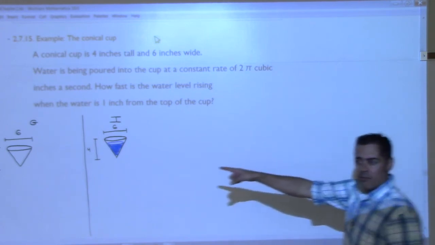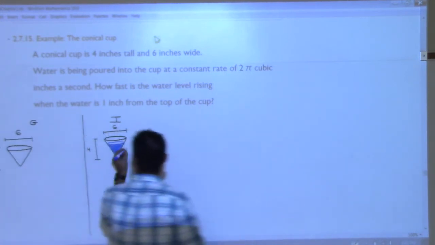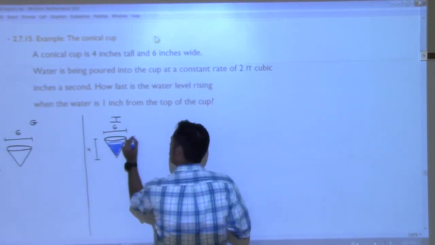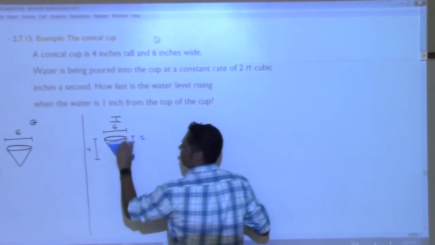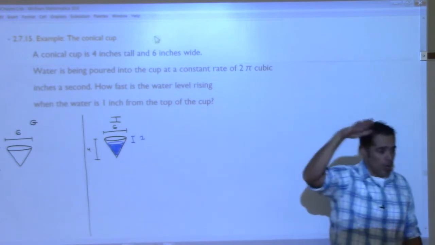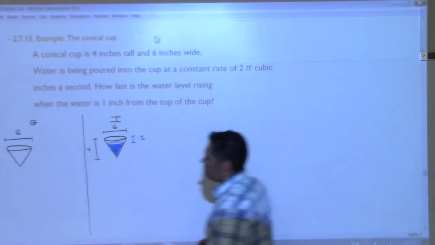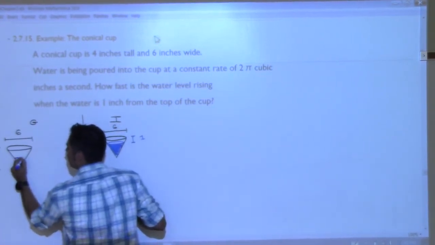But over here, it's not 1 inch from the top, right? Let's put this. That's 1 inch from the top right there. But over here in general, it can be anywhere, can't it? Right? Anywhere? So let me just throw it in here arbitrarily. Here's my water level.